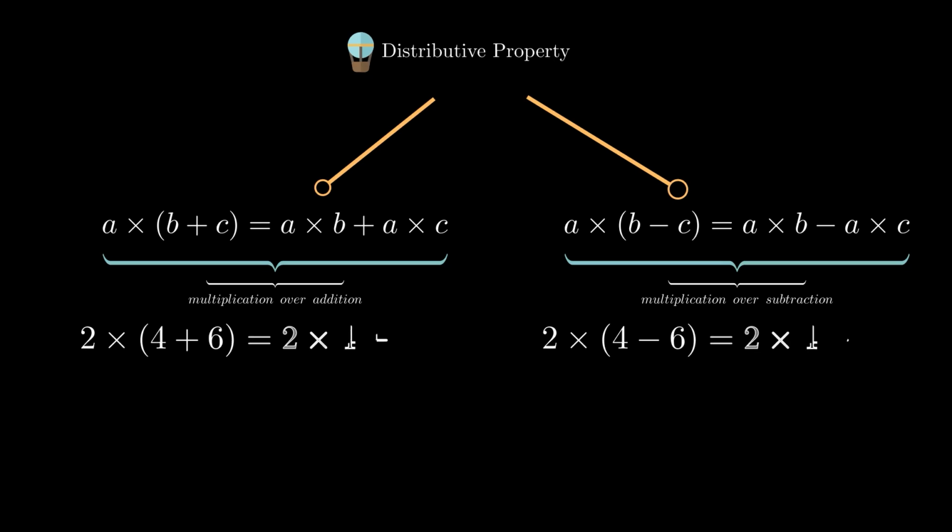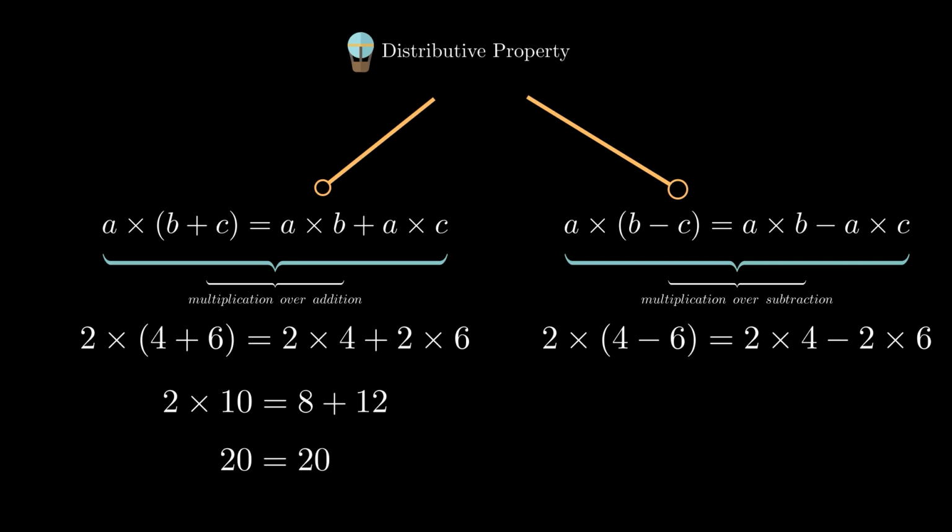We'll take 2, 4 and 6. First add 4 and 6 and then multiply the sum by 2. We get 20. Now if we distribute the multiplication, we first multiply 2 by 4 and then 2 by 6, and then add their products. We still get 20. For subtraction, let's subtract 4 from 6.